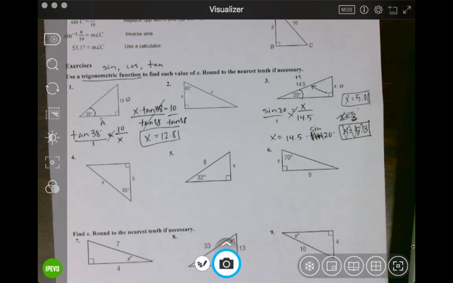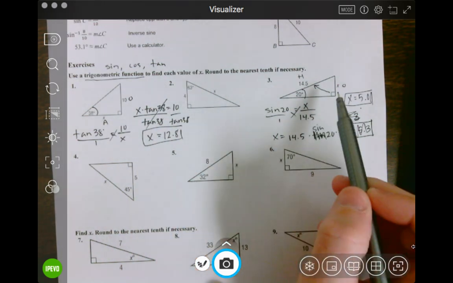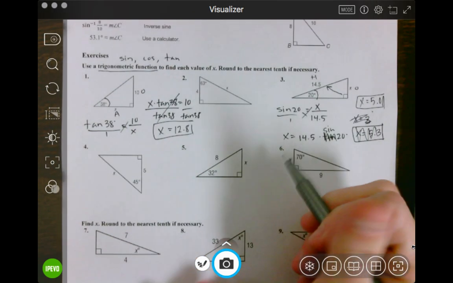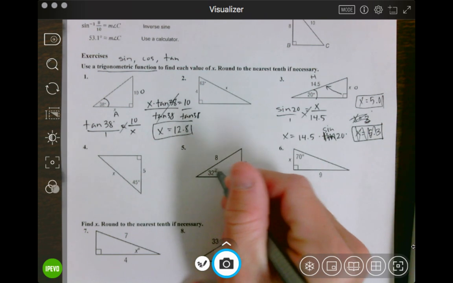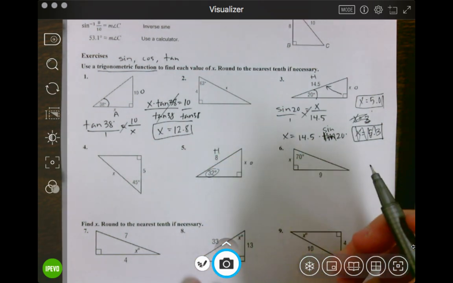I'll do 5 quick, and then we'll go to the bottom. And notice on these ones, guys, we're finding a side, okay? Because down here it gets a little bit different. Here, so this is my angle. It gives me opposite over hypotenuse. We just did that one.